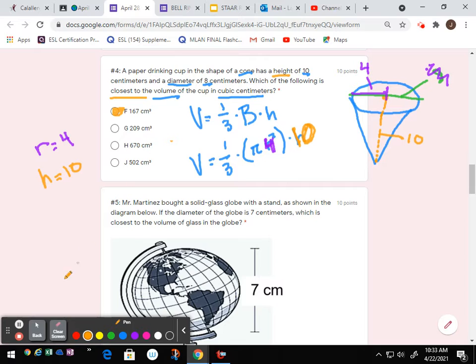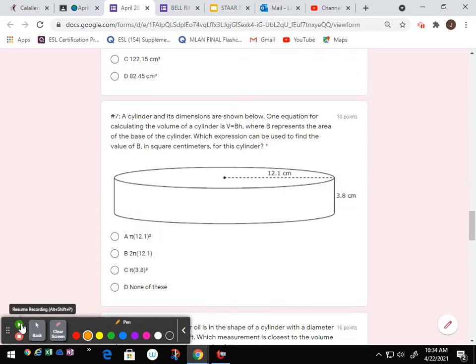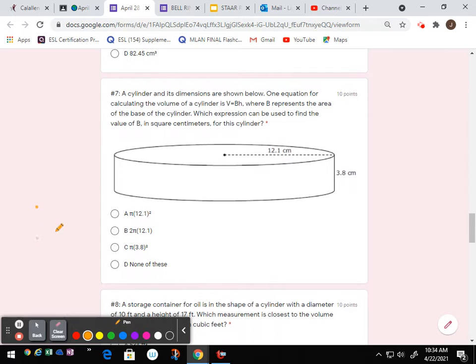All right, the next one we're going to look at is question number 7. All right, so question 7 says a cylinder and its dimensions are shown below. One equation for calculating the volume of the cylinder is V is equal to big B times H, where B represents the area of the base, okay? B represents the area of the base of a cylinder.